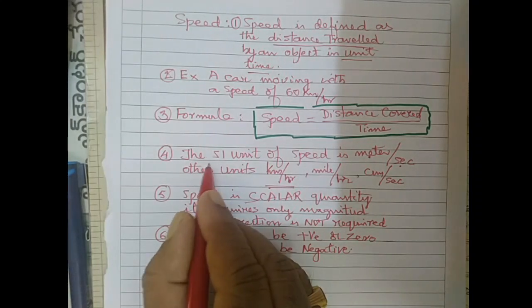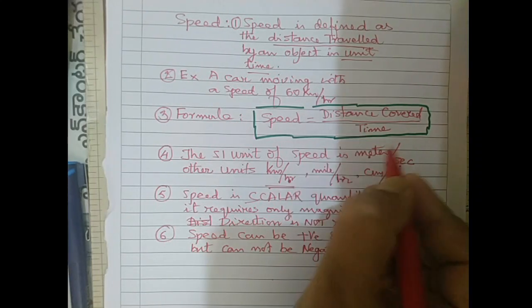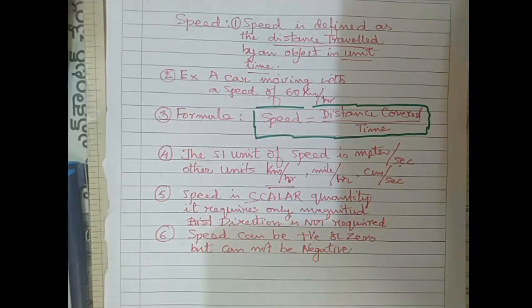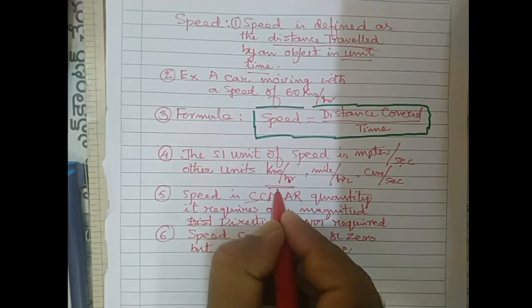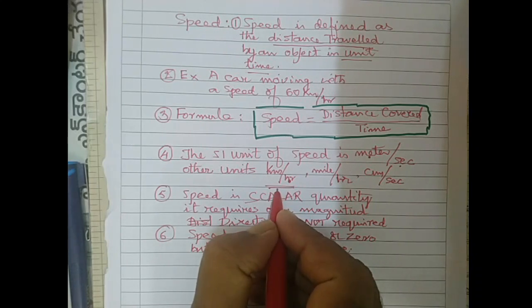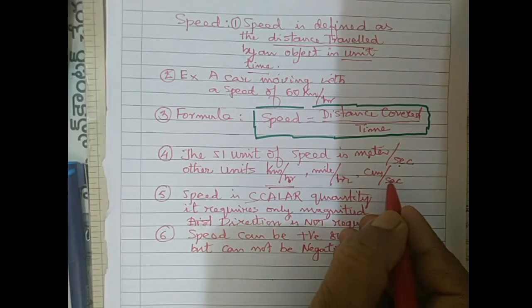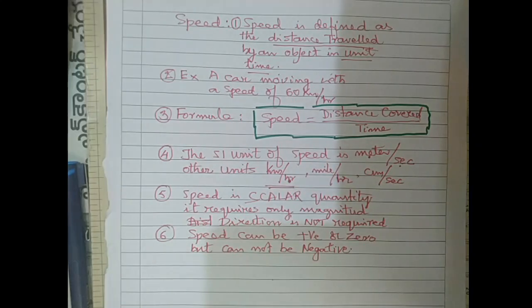Next, the SI unit of speed is meter per second. Why meter? The unit of distance is meter, the unit of time is second. Therefore meter per second. There are other units: kilometer per hour, which we use regularly in our daily life, mile per hour, centimeter per second. These are the other units. In the examination, if they ask what is the SI unit, you have to write meter per second only. You are not supposed to write any other unit.